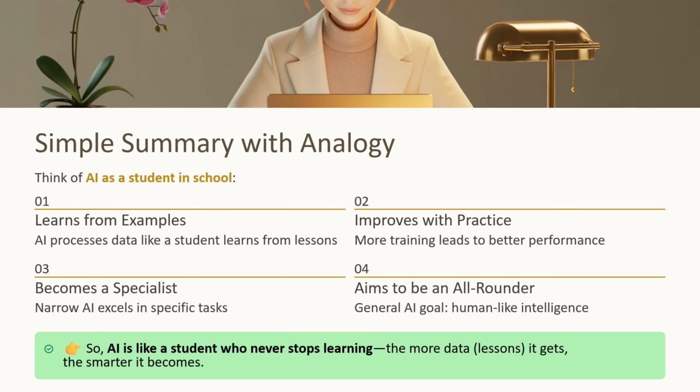Now we will see the summary. You can think of AI as a student in a class. AI learns from examples. AI processes the data like a student learns from the lessons. AI improves with practice. More training leads to better performance. AI becomes a specialist. For example, narrow AI excels in specific tasks. AI aims to be an all-rounder. General AI's goal is human-like intelligence.